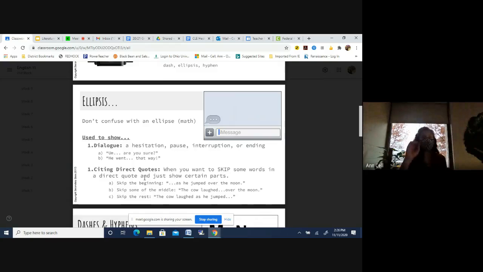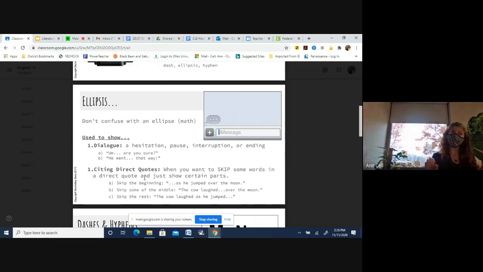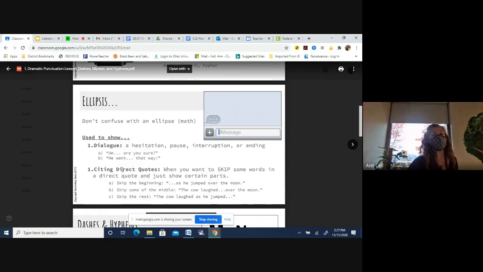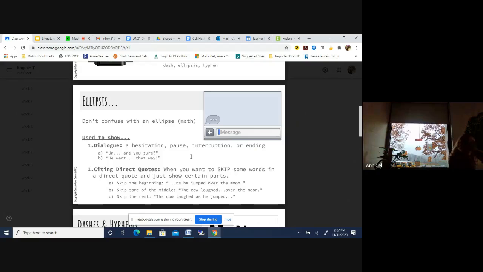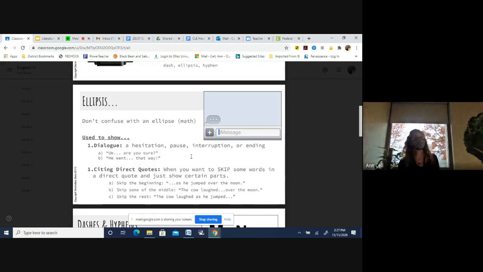So we hear that. When we see those three dots, we hear a sort of a pause in the sentence. He went... that way. Okay. We can hear that by seeing it. We also might use an ellipsis when citing a direct quotation. When you want to skip part of the quote, or if you want to only use the middle of a sentence for a quote when you're doing formal writing, you use those 3 dots. Nod your head if you've seen this used before. Have you done this before? I bet you have. Yeah.